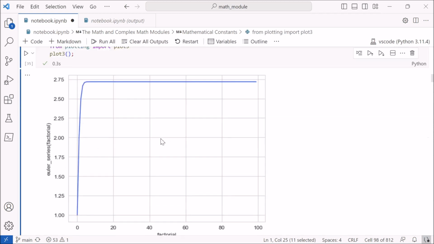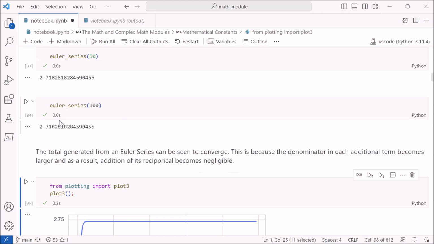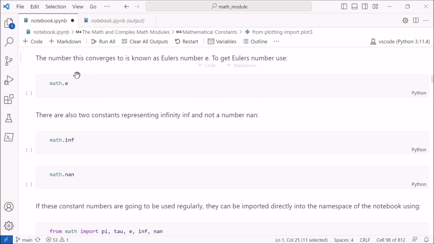And if we have a look at a plot, we can see you've basically got a lot of difference for small values of factorial. However, when it reaches a certain value, then this essentially becomes a constant number, which is known as Euler's number, or E. And this is the constant math.E.